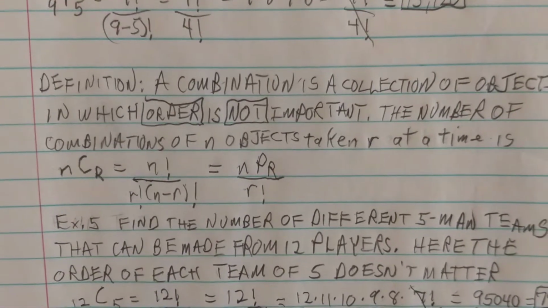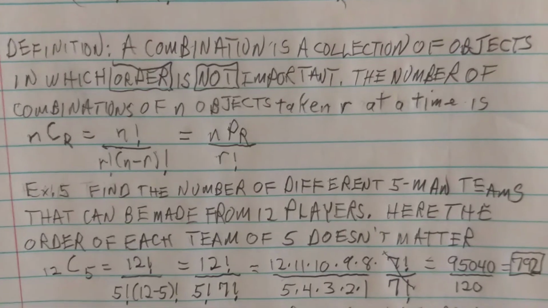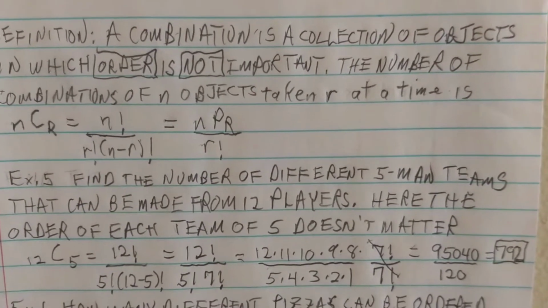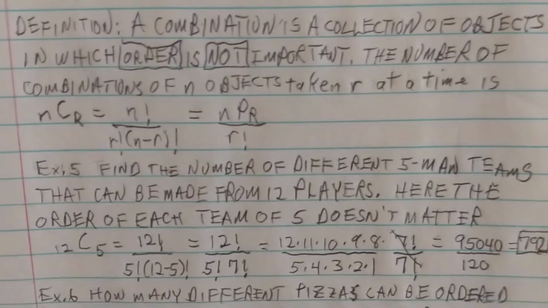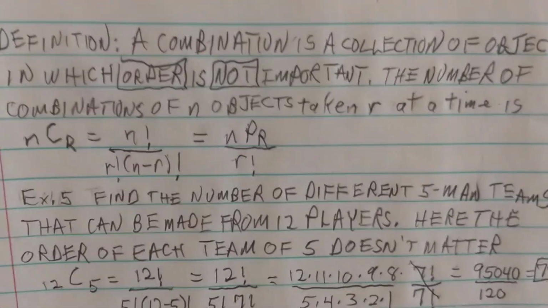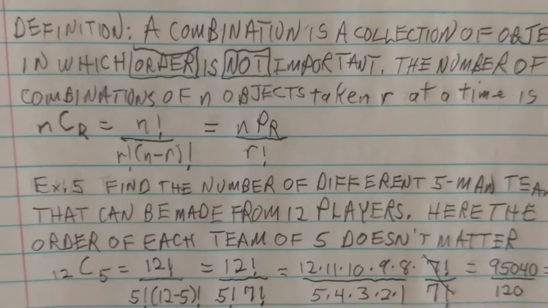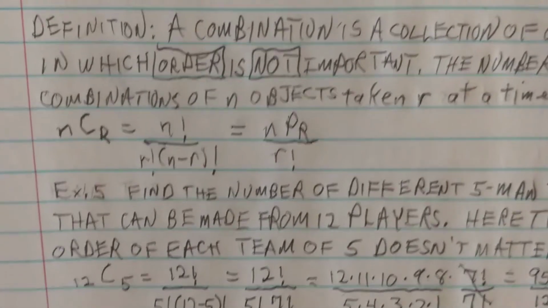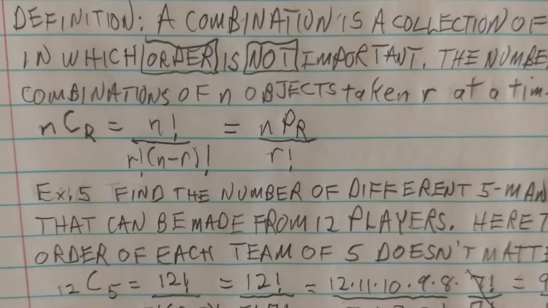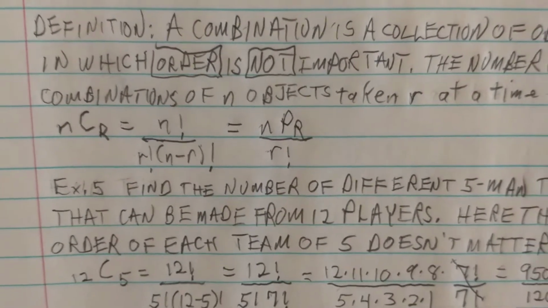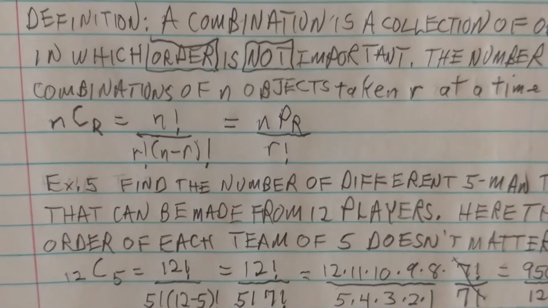Now a new definition, the only other one we'll have today, is a definition of combination. It doesn't have to do with order. It's a collection of objects in which order is not important. The number of combinations of n objects taken r at a time looks similar, except it's nCr instead of nPr. And you'll notice instead of just having n factorial over n minus r factorial, we have an additional r factorial.